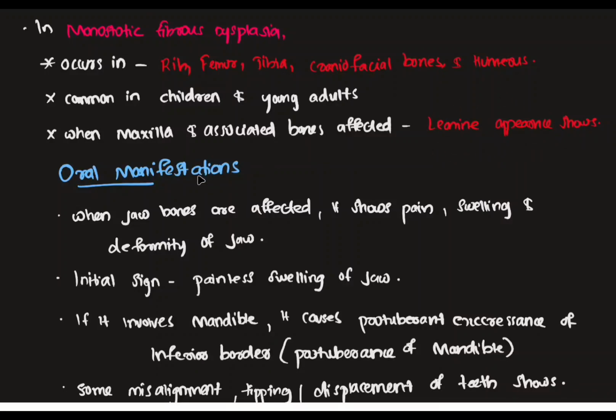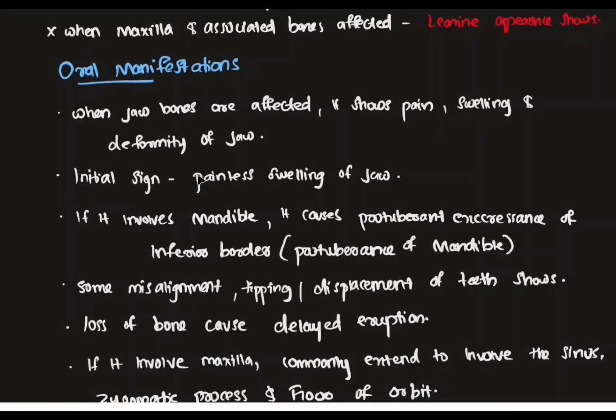Next, oral manifestation of fibrous dysplasia. When jaw bones are affected, it shows pain, swelling, and deformity of jaw. The initial sign is painless swelling of jaw. If it involves mandible, it causes protuberant excrescence of inferior border. That means protuberance of mandible. Some misalignment, tipping, or displacement of teeth also shows. Loss of bone causes delayed eruption.